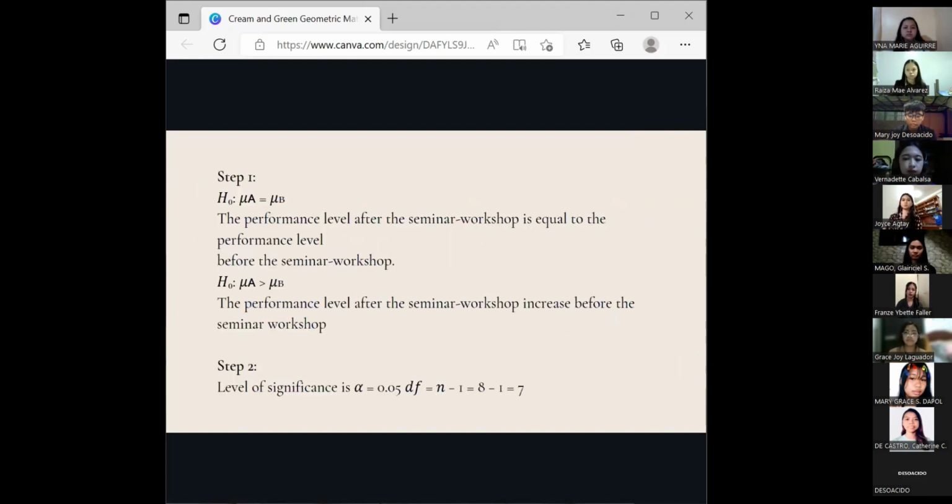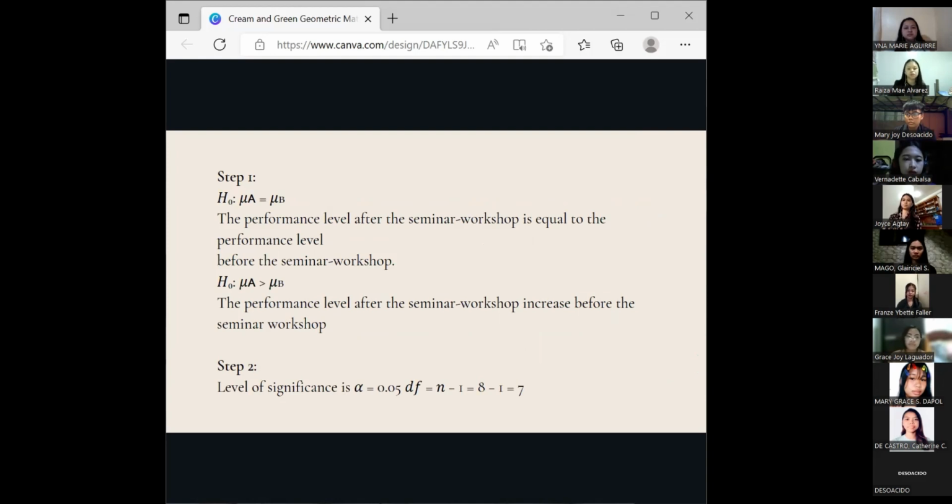So, step 1, state the hypothesis. Null hypothesis, population mean A is equal to population mean B. The performance level after the seminar workshop is equal to the performance level before the seminar workshop. Alternative hypothesis, population mean A is greater than population mean B. The performance level after the seminar workshop increased compared to before the seminar workshop.